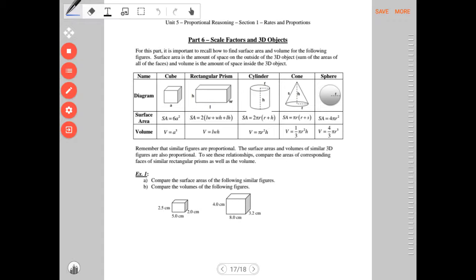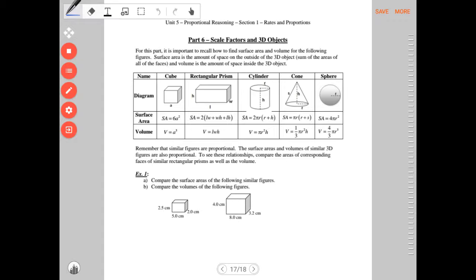So if you were to take a 3D object and fill it up with water, how much water would it take? There's a whole bunch of different shapes here: the cube, rectangular prism, so that's a box, cylinder, cone, and sphere. There are the surface area formulas and the volume formulas for all those things. I won't go through them one by one because you can read, but there they all are for your reference.